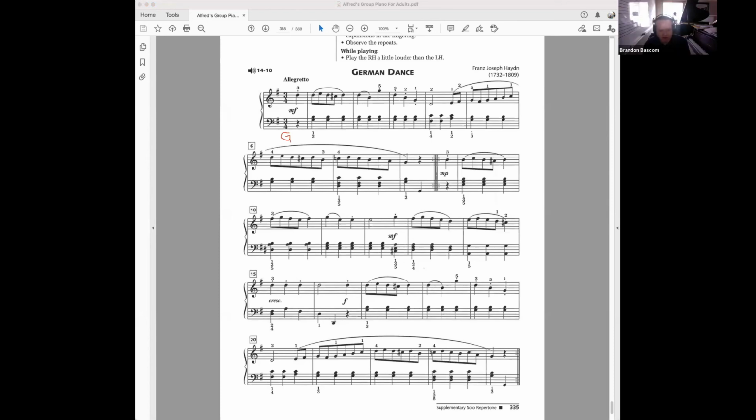What else do you notice? We have a few of those articulations. Yeah, we have staccatos. We have slurs. Good. What else? Repeat signs, twice. Good. We have crescendos. We have mezzo forte, mezzo piano, forte.